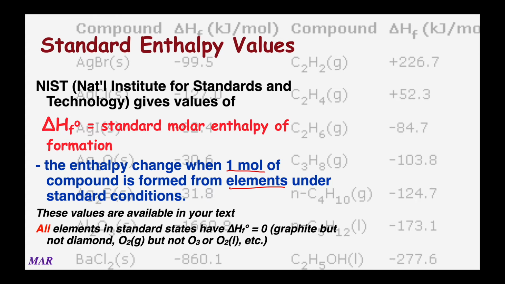Now, elements in their standard states have delta HF equal to 0. So that means that O2 gas would be 0, but not ozone or liquid oxygen. And graphite, the more stable standard version of carbon, would be 0, but not diamond. So elements in their standard states are 0, but all the other things will have their own delta HFs. And using this table is going to be helpful to us coming up.